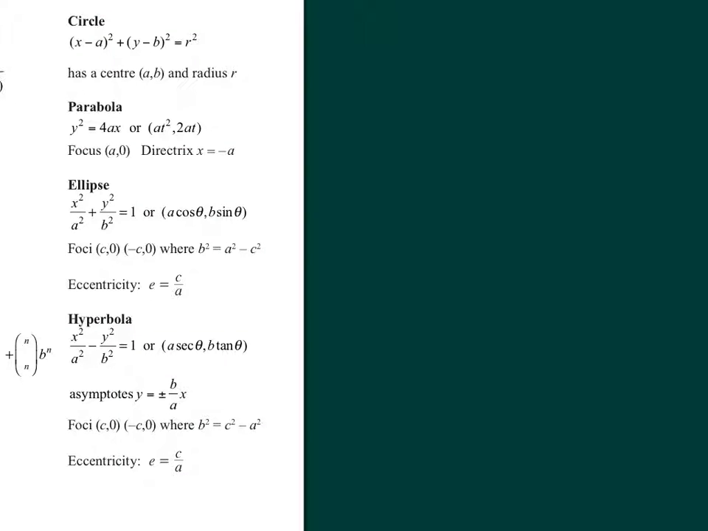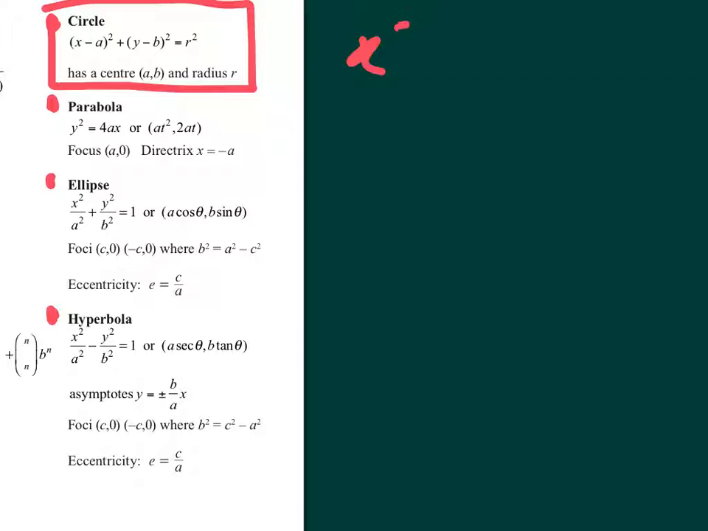Now, on our formula sheet, we will have the formulas for the 4 different conic sections. So we'll have the formulas for a circle, a parabola, ellipse, and a hyperbola. So today we're going to concentrate on this particular formula, the formula for a circle. And we can see, in its simplest form, it is just x squared plus y squared equals r squared, where r is the radius of the circle.